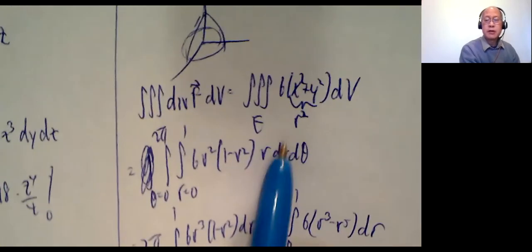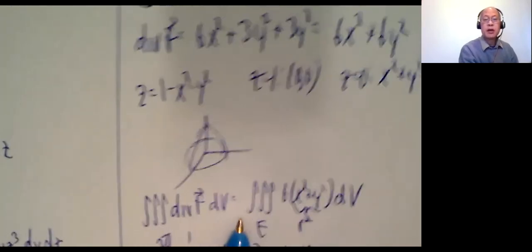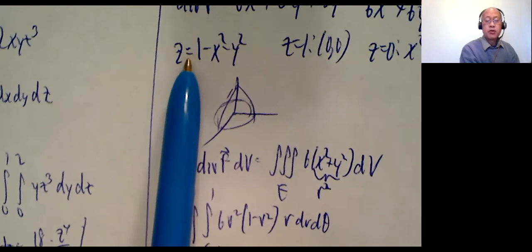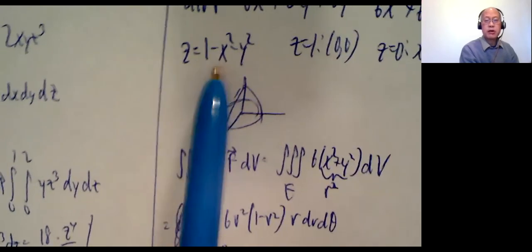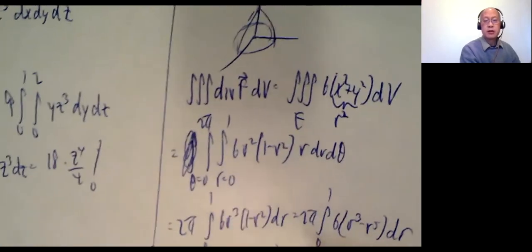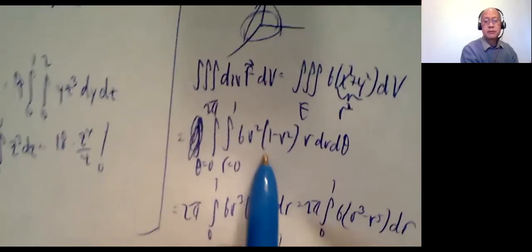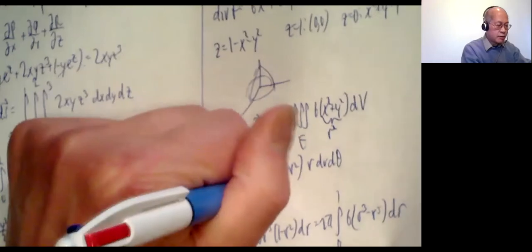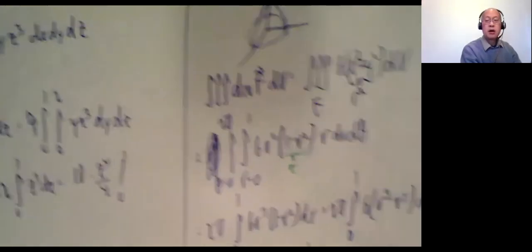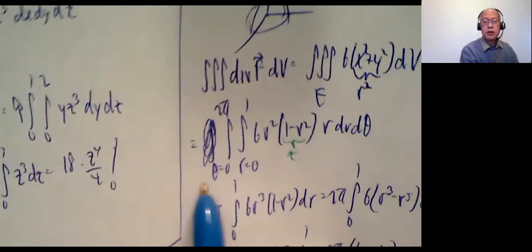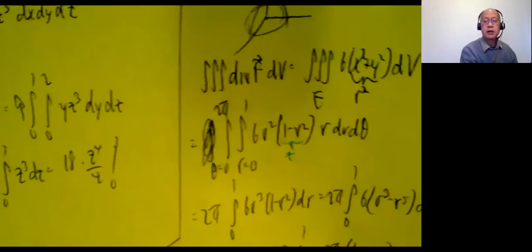Okay, and I have to think about where I got the 1 minus r squared right here. 1 minus quantity x squared plus y squared, that's 1 minus r squared. So this part right here is like z. Maybe I should put that down here. r dr d theta. Okay, r is going from 0 to 1, theta is going from 0 to 2 pi.